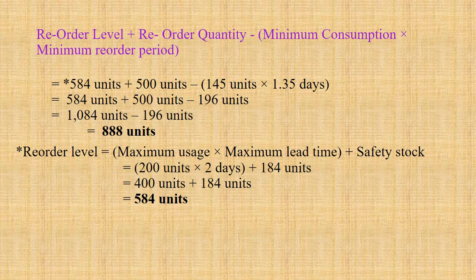Another aspect of this formula is reorder quantity. Reorder quantity is 500 units, which is directly given in the question. Minimum consumption or minimum usage into minimum reorder period. So minimum usage is 145 units and minimum reorder period is 1.35 days. So you get a total of 888 units as a maximum level of stock that should be maintained.